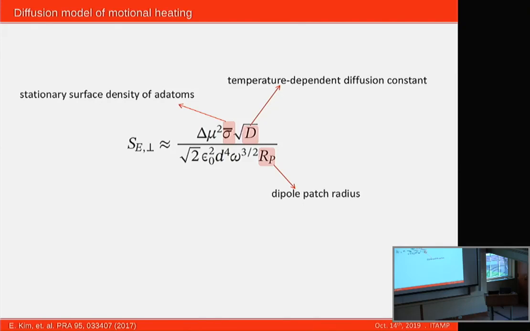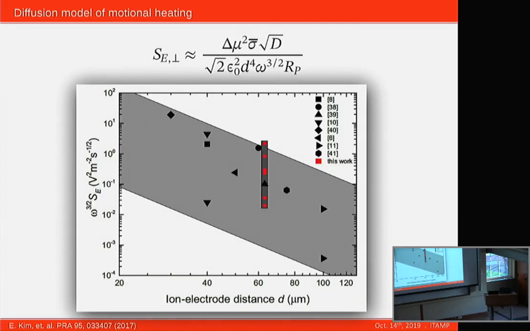So if you plot this and scale it to the frequency to be able to compare it with the other literature, you have this gray area where all these results are sitting. This area is obtained from this equation. The only two poorly known factors in this equation are this density and this radius of the dipole patches that we see on the surface. So we want to know how the carbon diffuses.